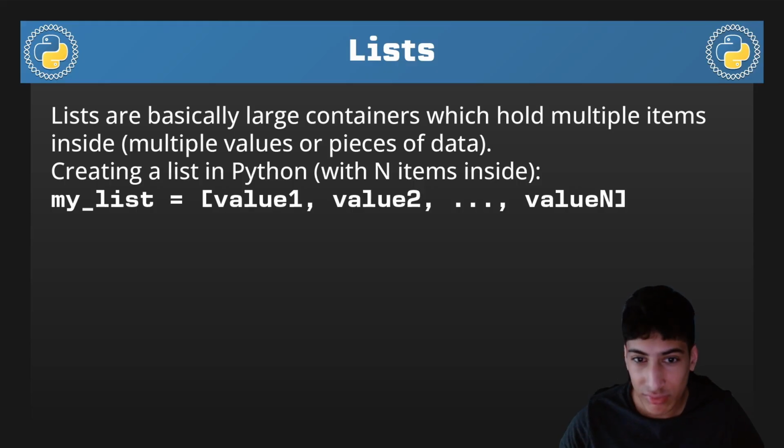So in Python, this means lists can hold multiple values or pieces of data. In order to create a list in Python, we can create a variable the same way as before, except after the equal sign, when we're providing the variable with its value, we use square brackets, and then inside those square brackets, we put the values that we want the list to contain, each of which are separated by commas. And you can have as many items inside the list as you want.